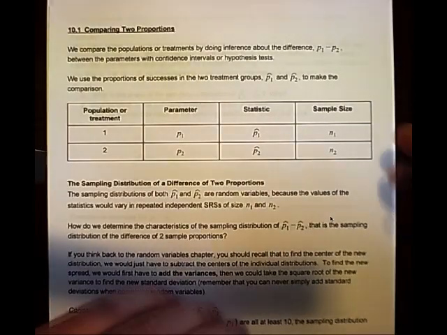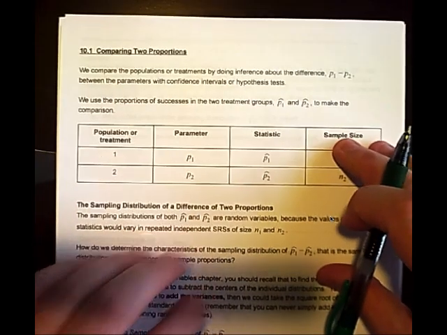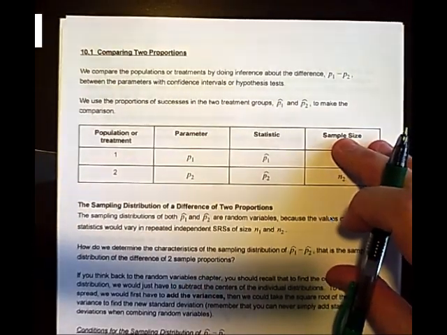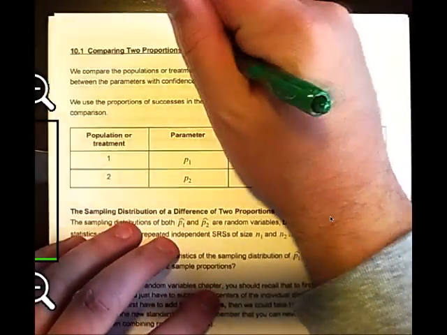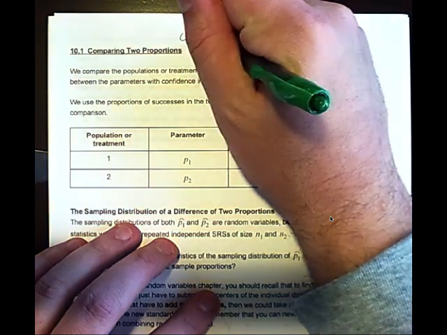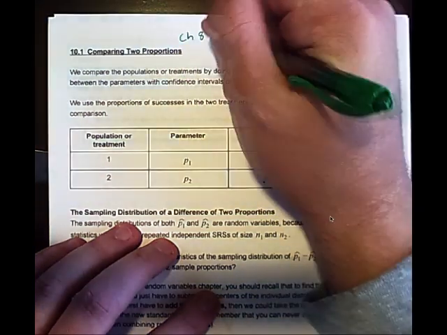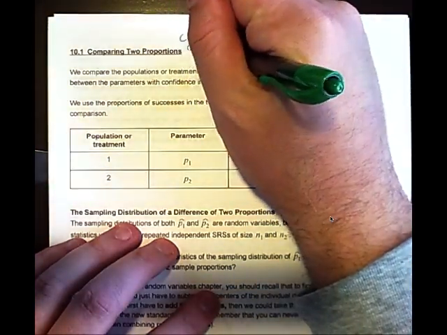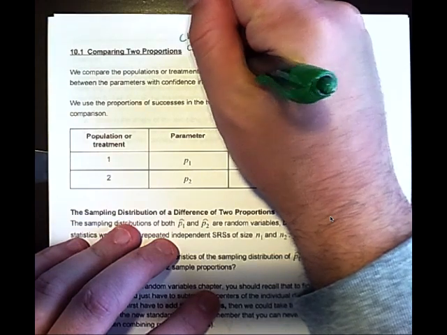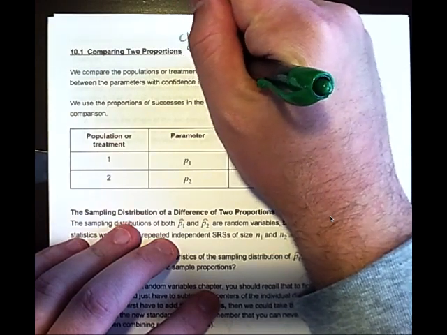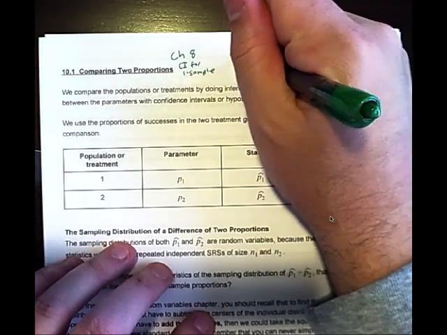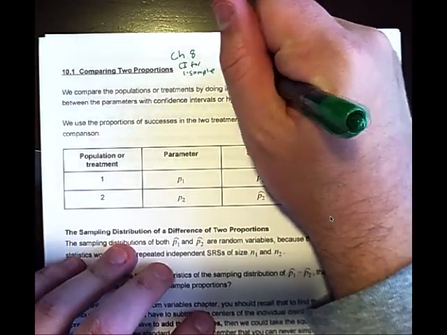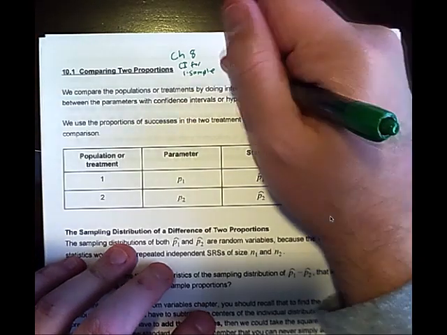We're going to talk about 10.1 here. So the title of 10.1, moving into chapter 10. All right, so kind of reviewing what we've done. Chapter 8 was all about confidence intervals for one sample. All right, chapter 9 was about hypothesis tests for one sample.